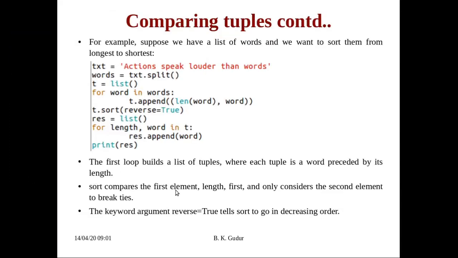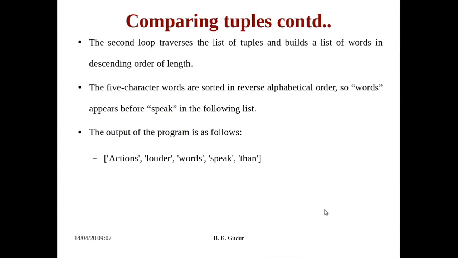That is the meaning here. So sort compares the first element, length first, and only considers the second element to break ties. When the lengths of two elements are equal, then only it will consider the second element. The keyword argument reverse equal to true tells sort to go in a decreasing order. The second loop traverses the list of tuples and builds a list of words using the list of tuples.